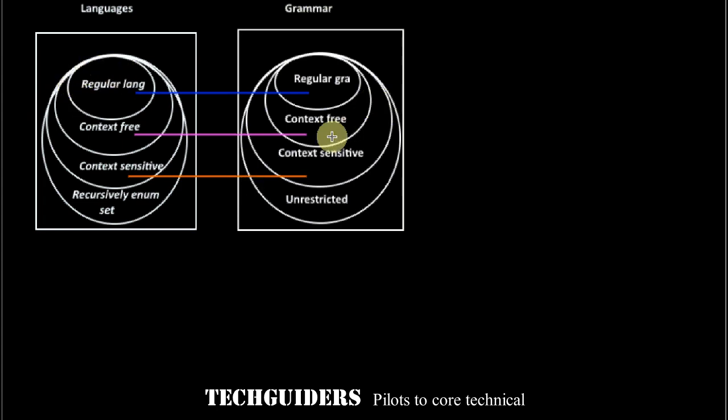Similarly, a language generated by a context-sensitive grammar is always a context-sensitive language. Sometimes it can be a context-free language, and sometimes it can even be a regular language too. And the same here.